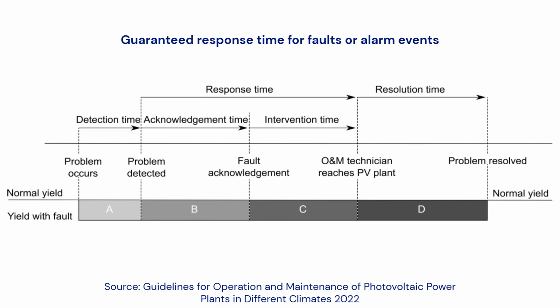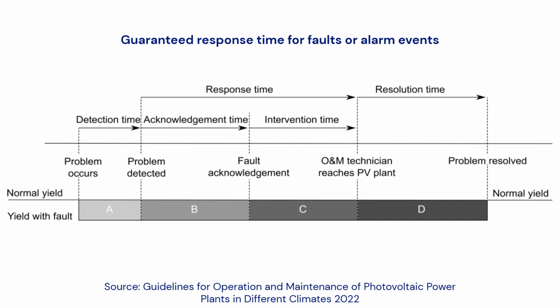This is usually defined as the maximum time allowed between the occurrence of a fault and the start of corrective action. Response times are typically categorized based on the severity of the event. Critical events, such as those affecting safety or involving fire risk, require immediate intervention. Major events that significantly impact energy production should be addressed within 1 or 2 days. Non-critical issues can usually be handled during the next scheduled maintenance visit.